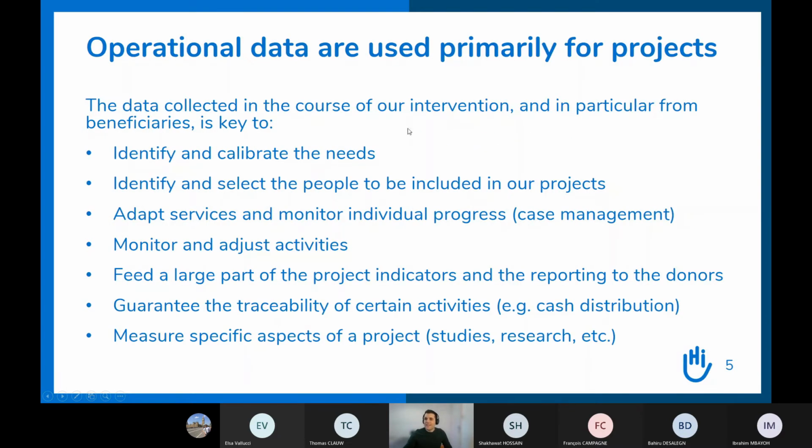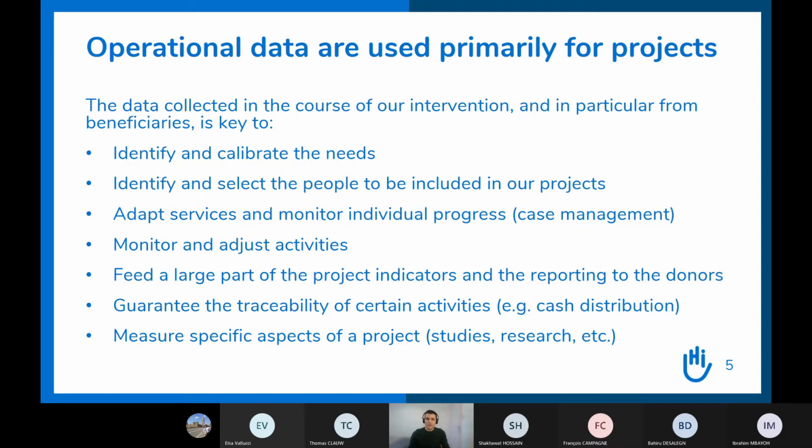So why do we collect operational data? The first reason why we collect these operational data, usually it's because we need them in the context of the projects. So in one project, we always have data collection, and this can be for very different needs. Sometimes it's just to identify and calibrate the needs. So at the beginning of the project, when you are designing the project, you want to make an assessment of the situation, and you are going to collect data to identify where are the needs.